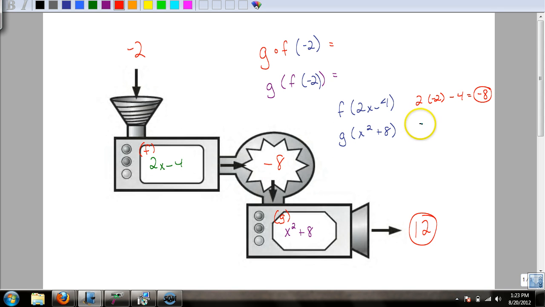So it's going to be -8 squared plus 8. Well, -8, when I square it, gives me a positive 64. And 64 plus 8 is going to be 72. That's my final answer. So essentially, in a nutshell, that's what compositions of functions are going to look like. Watch the following videos to see some more examples of how to use composition of functions.